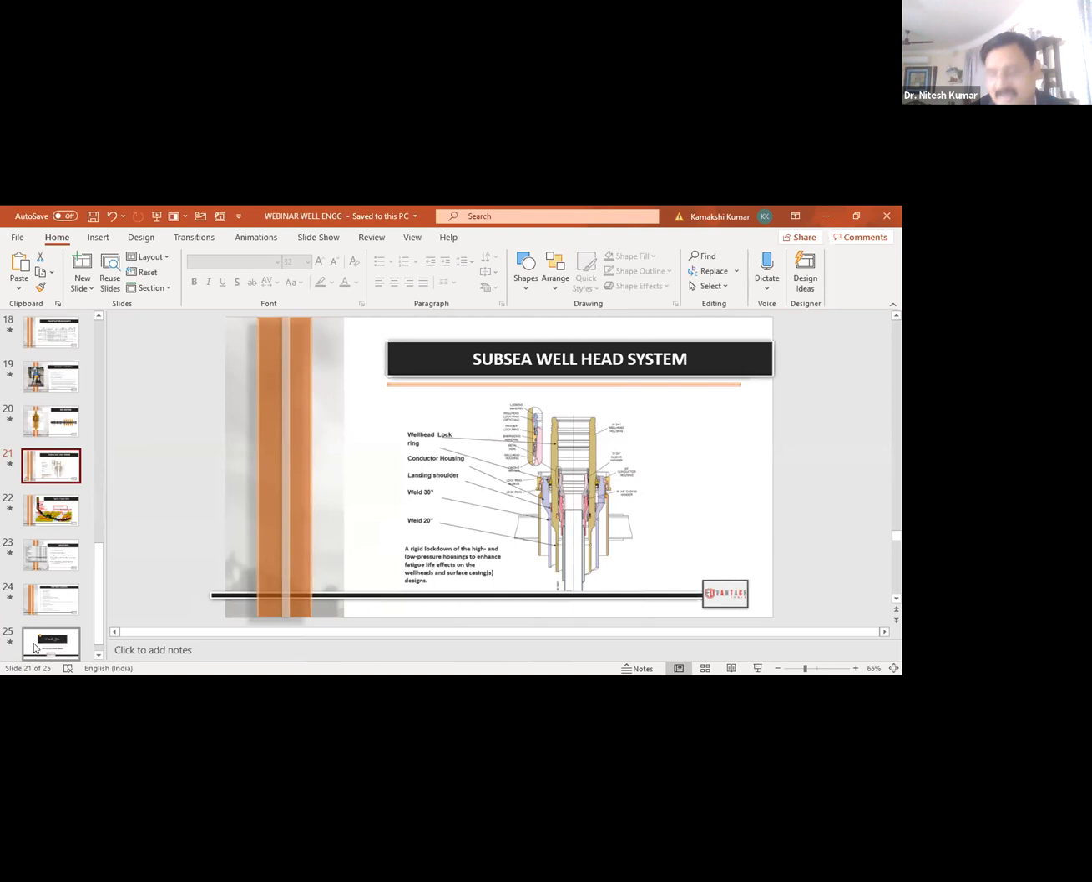And the different kinds of shoulders available in a wellhead system, for landing the different kinds of wellheads. Maybe you have 13-inch, 20-inch, 16-inch, 18-inch. They should all have a profile where you can land.